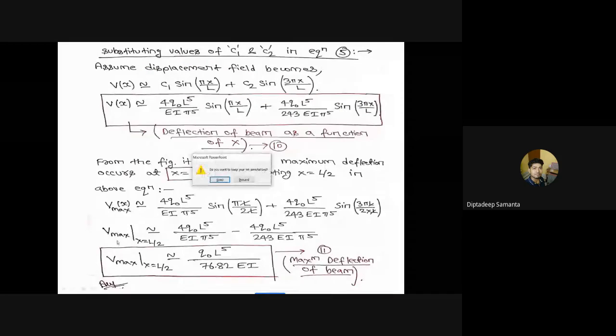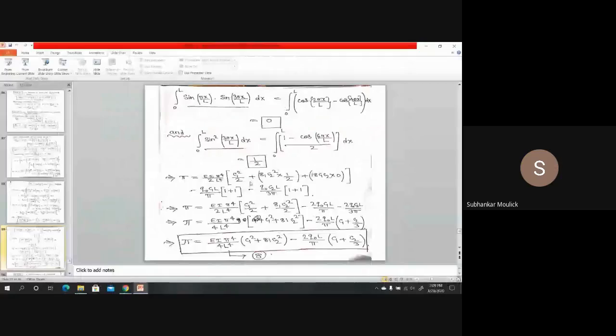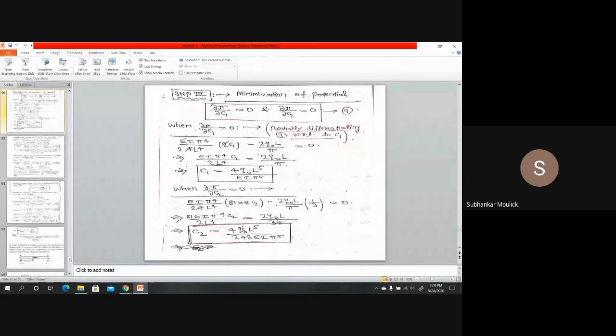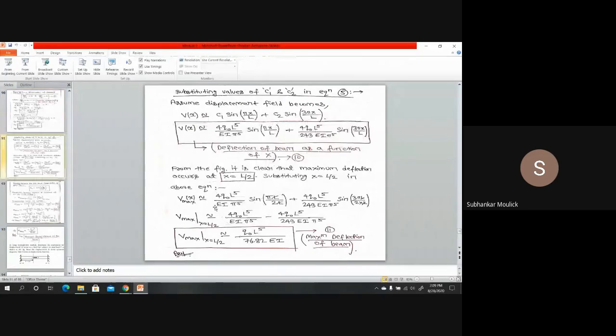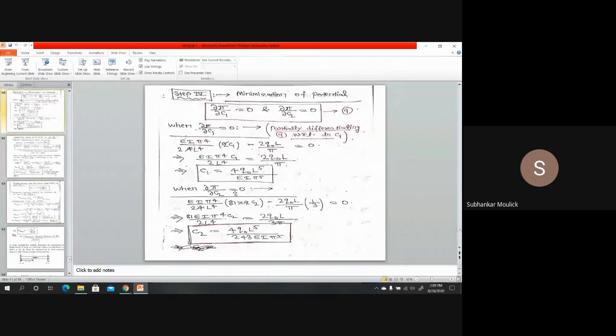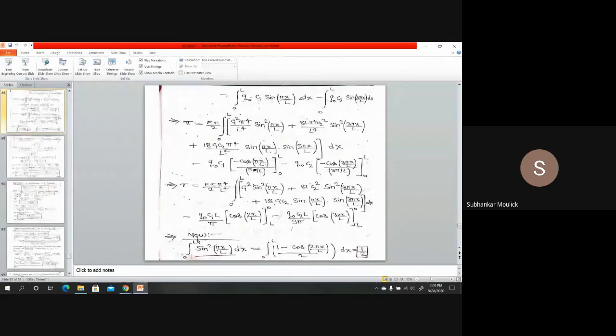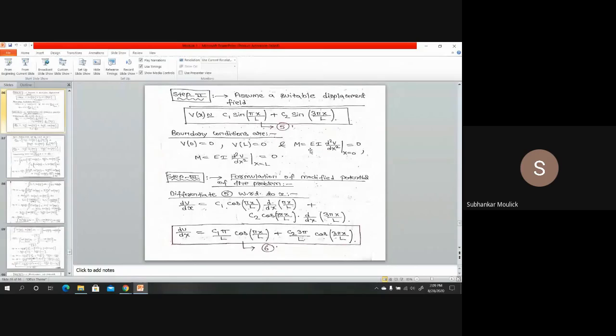Sir, no doubt, sir. Okay. So I got the value of C1 and C2. Then what I will do, I will substitute this value of C1 and C2 in my assumed displacement field, that is equation number 5. I will substitute the value of C1 as well as C2.